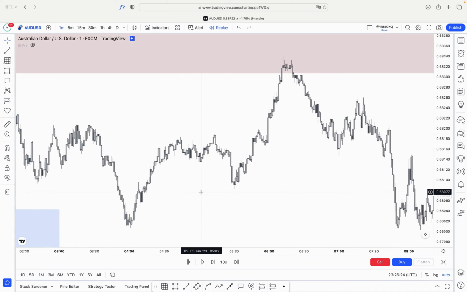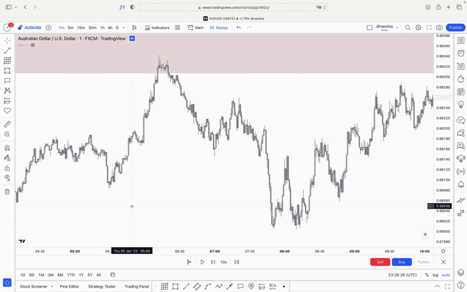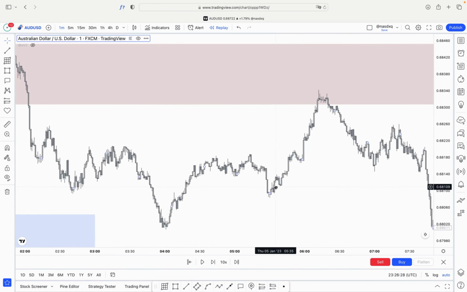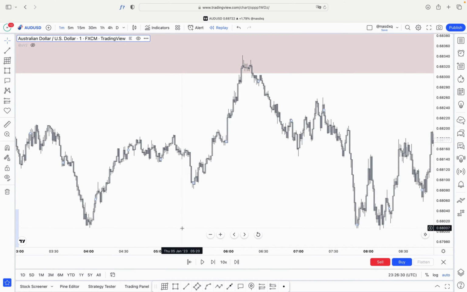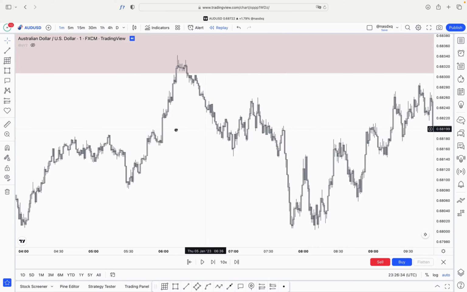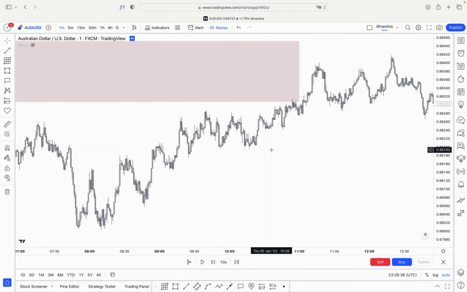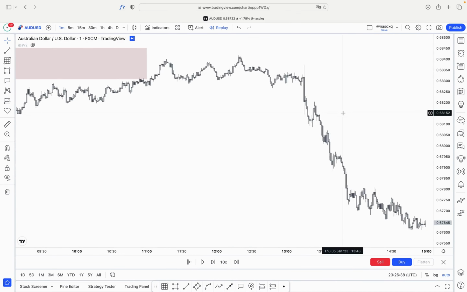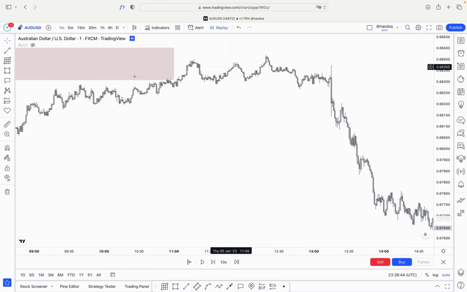So for me personally, there wasn't. Did we take liquidity? Not really, not enough for me. So no opportunities there. But when it comes to this area of supply, personally I would have missed an entry here.